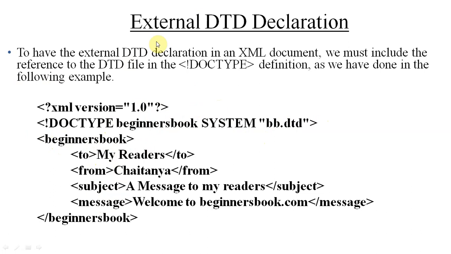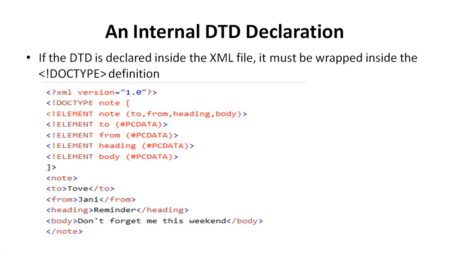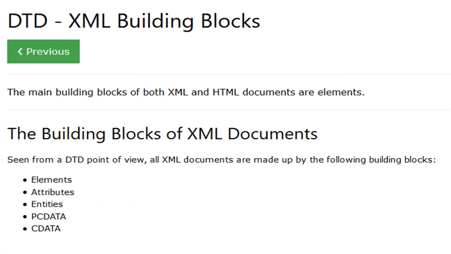I have explained two examples, and these are two DTD files. You know the building blocks of an XML document. From the DTD point of view, XML documents are made up of the following building blocks: elements, attributes, entities, PCDATA, and CDATA. Element means tag, and attribute means that inside the tag we provide some value.